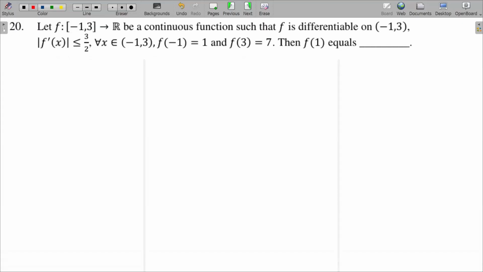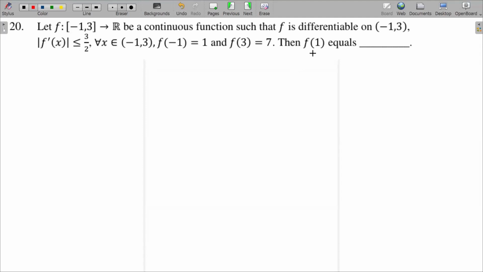Sir, here we can use the LMVT as it is continuous on the closed interval and differentiable on the open interval. So the modulus of f dash of x, we can use the inequality, that is f dash of x will be greater than minus 3 by 2 and less than 3 by 2, and then we'll substitute the values given, and then we will take one of the inequalities to get f of 1.